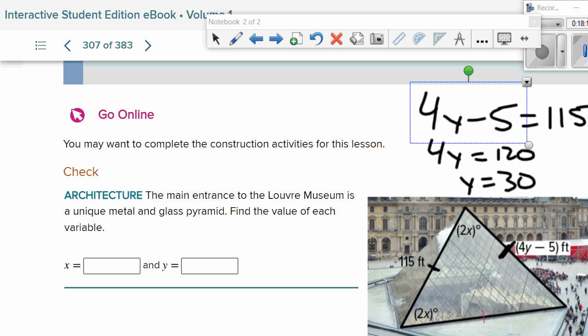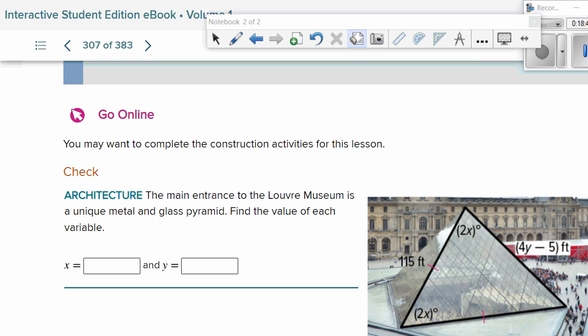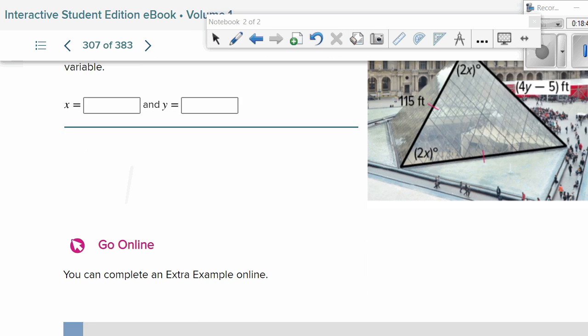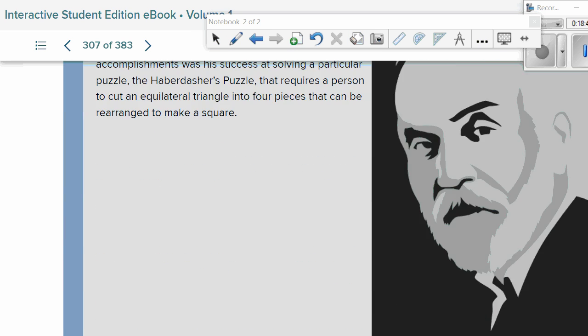Now, if these two sides are equal, that means this angle and that angle would be equal. But if the sides are all equal, then I should be able to set that 2x equal to 60 degrees. So if I divide both sides by 2, I'm going to get x is 30. If you ever go to Paris, you've got to go there because it's pretty cool.